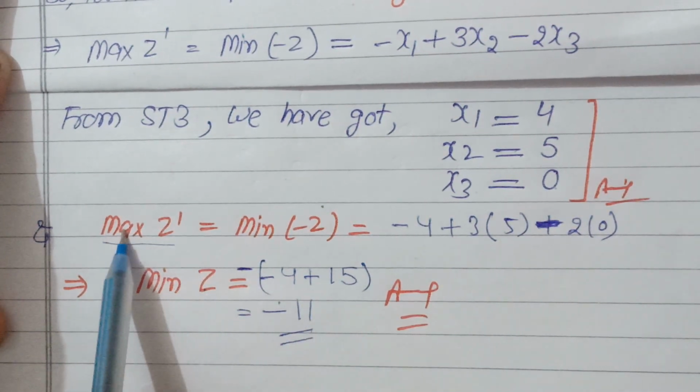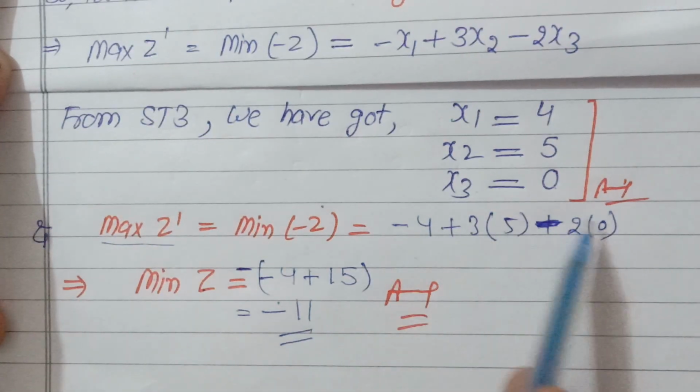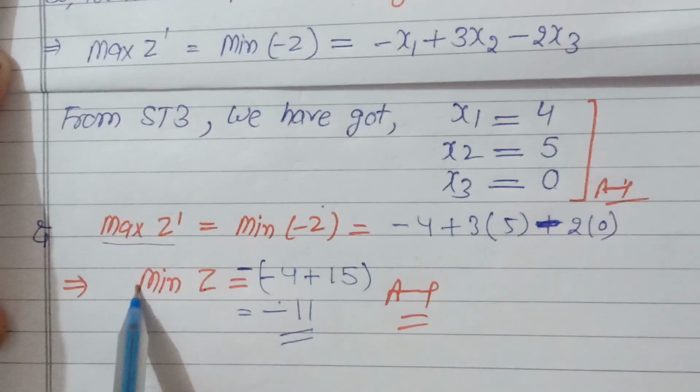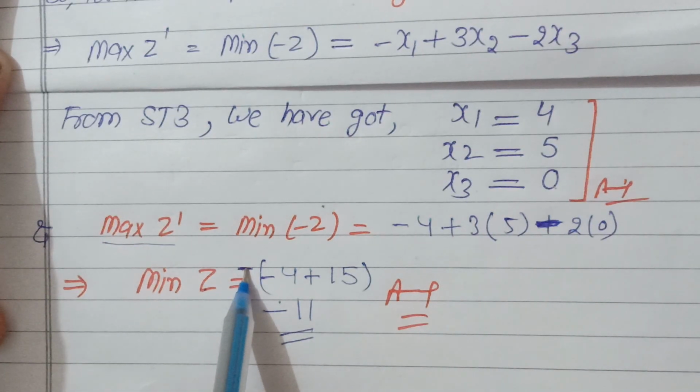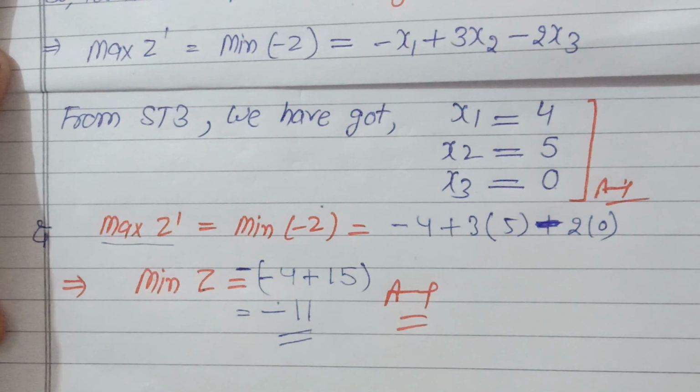You know that we have solved this for a maximization objective. For converting this maximization type of objective function to minimization, we have to again mark this as negative. So the final value is minus 11. In this way you can solve other problems of minimization type LPP using the simplex method.